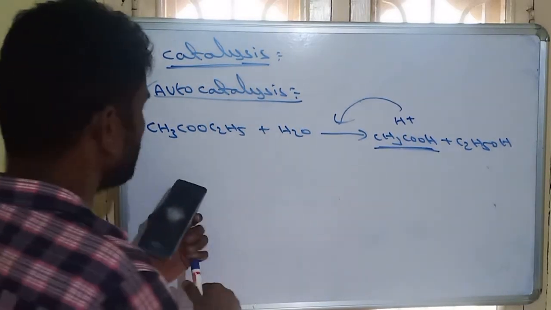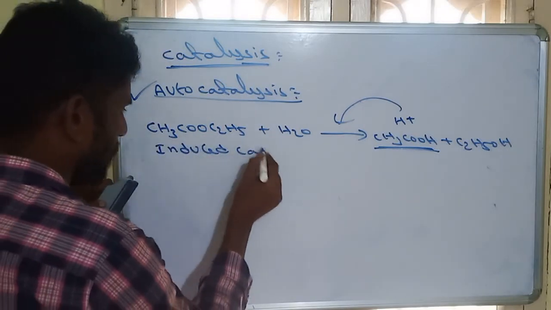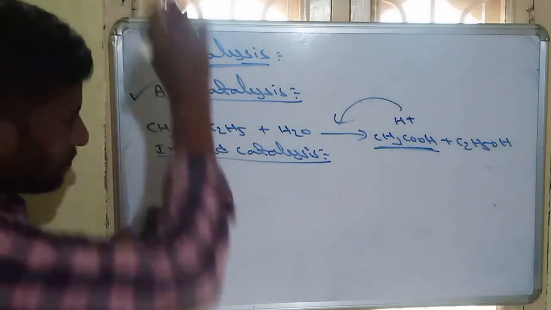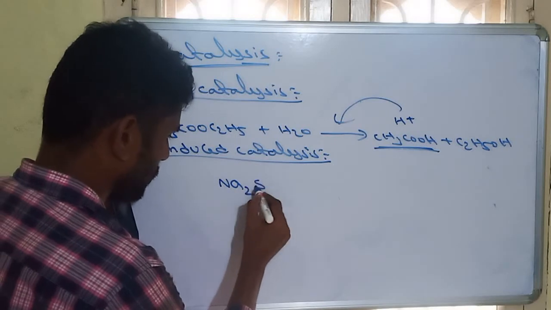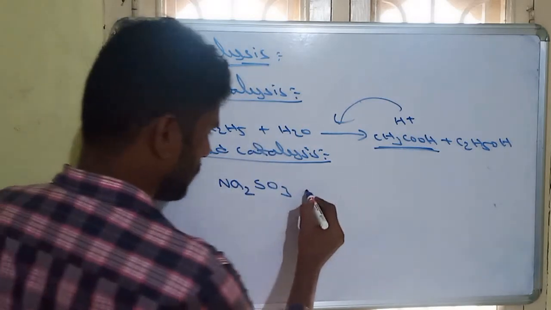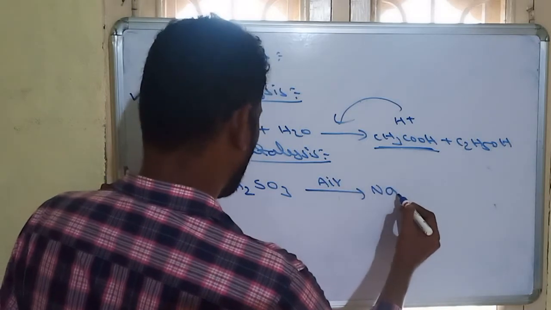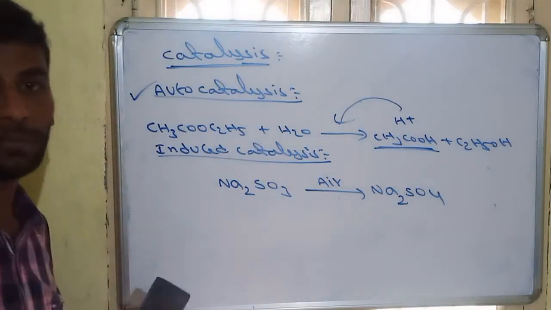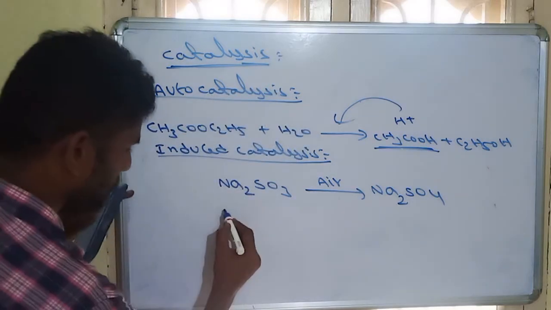Similarly, another type is induced catalysis. So what is induced catalysis? Example: sodium sulfite on atmospheric oxidation is oxidized to Na2SO4. Na2SO3 is converted to Na2SO4.